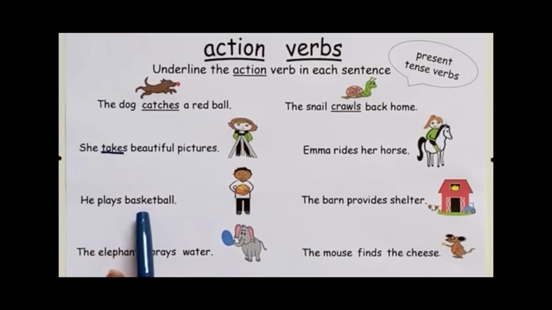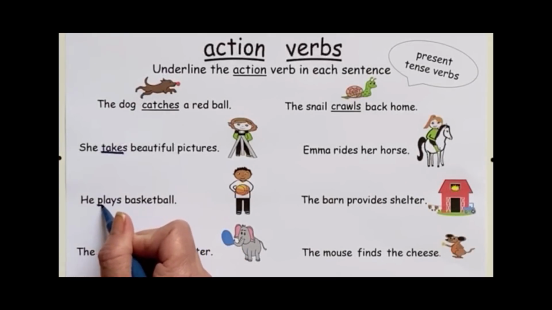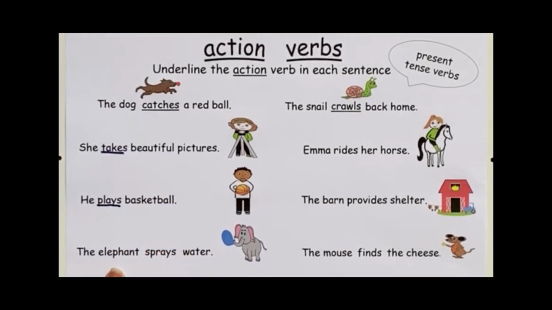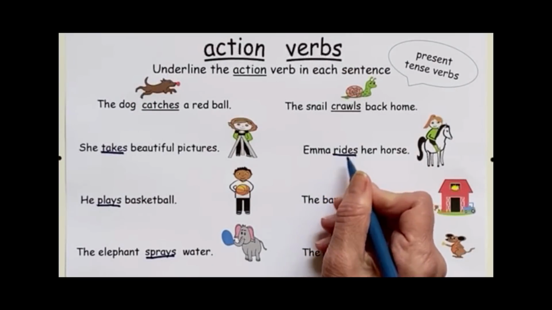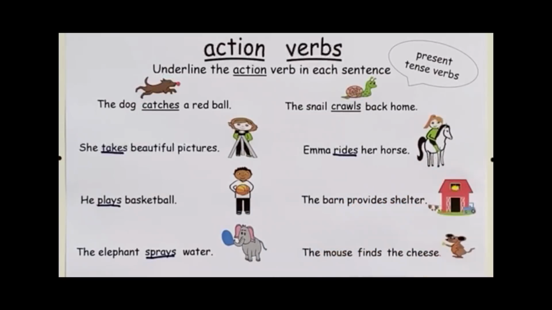He plays basketball. What does he do? Plays. And basketball is what he plays. The elephant sprays water. What does the elephant do? Sprays. And water is what the elephant sprays. Emma rides her horse. What does Emma do? Rides. She rides her horse.